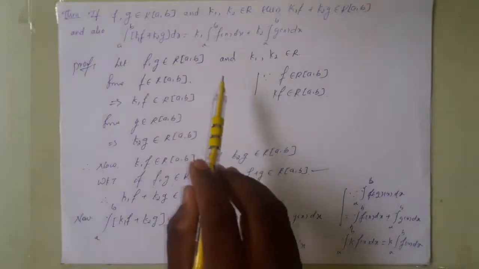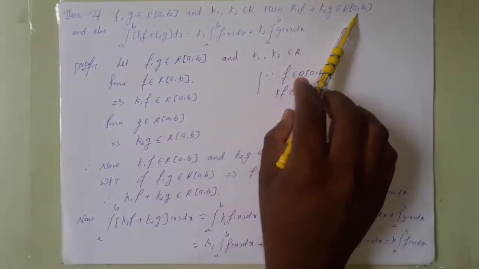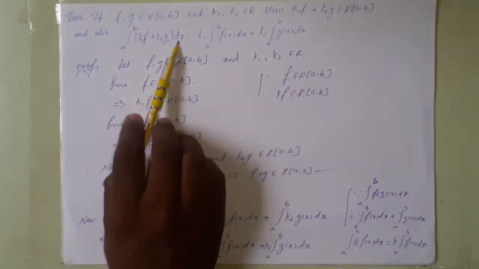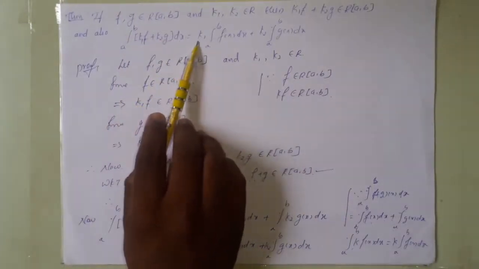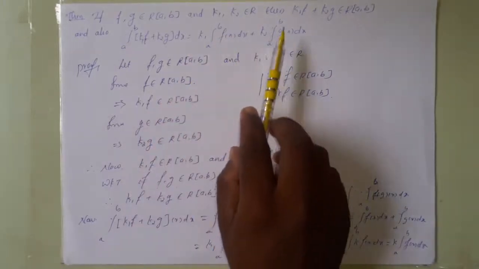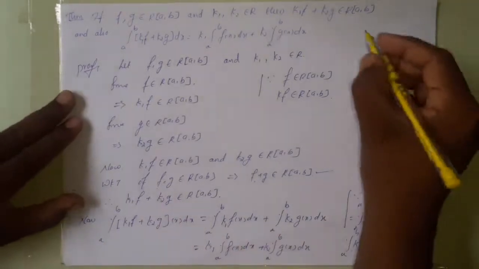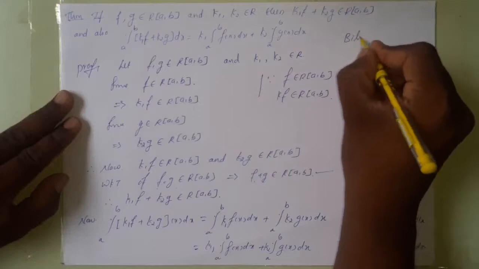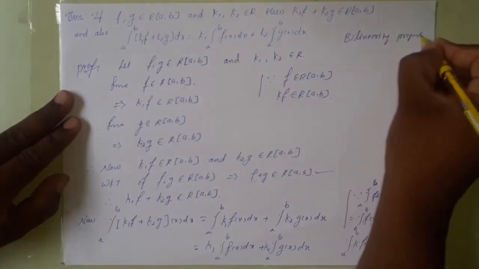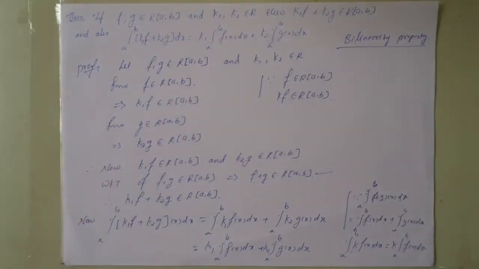Here you have proved that k1 f plus k2 g belongs to R[a,b], and integration over a to b of (k1 f plus k2 g) dx is equal to k1 times integration over a to b of f(x) dx plus k2 times integration over a to b of g(x) dx, and this property is called the bilinearity property. This is the bilinearity property of the Riemann integral.